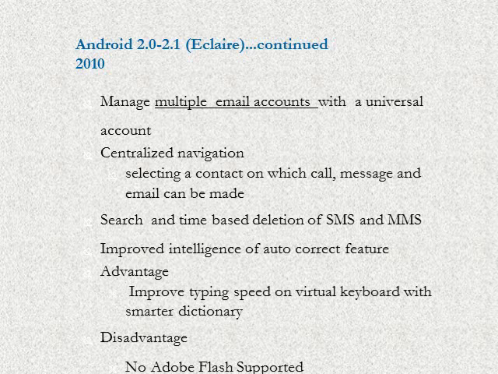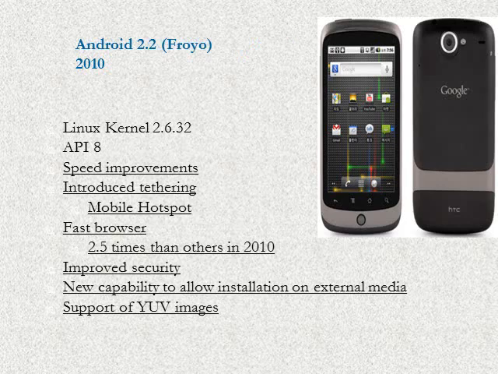You can have multiple email accounts in this, as well as an autocorrect feature that helped a lot in improving the speed of messaging and emails. Android 2.2: there were a lot of improvements in the previous versions, but only to the basic level, not the introduction of different features. Like speed was improved, and the hotspot was introduced to speed up the communication between two devices.